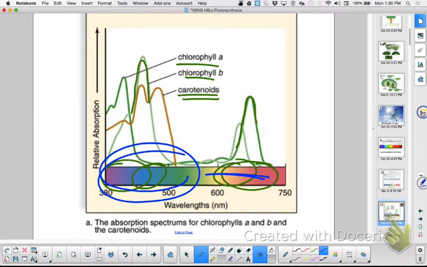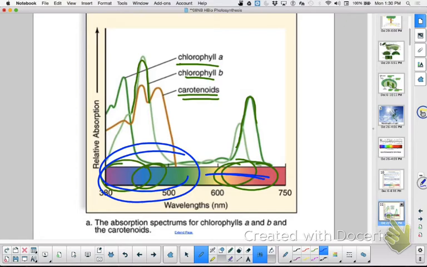So on your notes, you have pigments and photosynthesis. Light is either absorbed, transmitted, or reflected. Number 2 is the absorption spectrum. It's a graph of the percent of light absorbed at each wavelength by each pigment. And we are primarily going to focus on chlorophyll A and chlorophyll B.